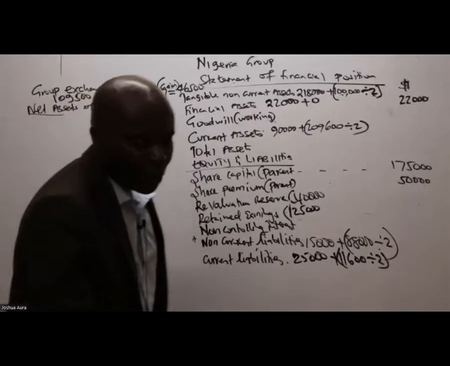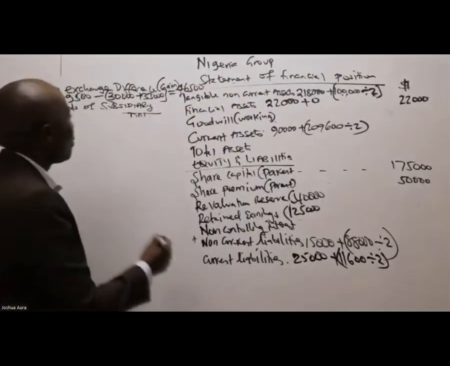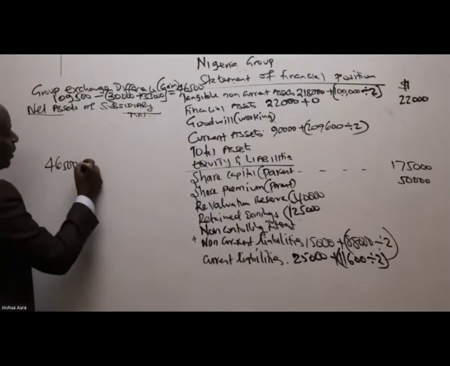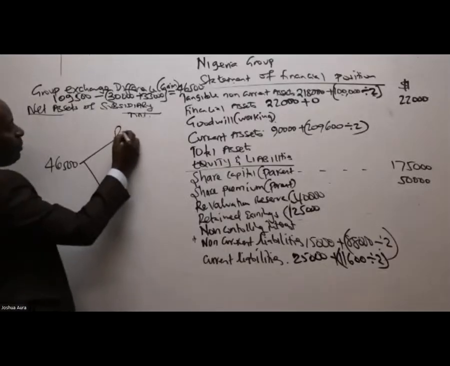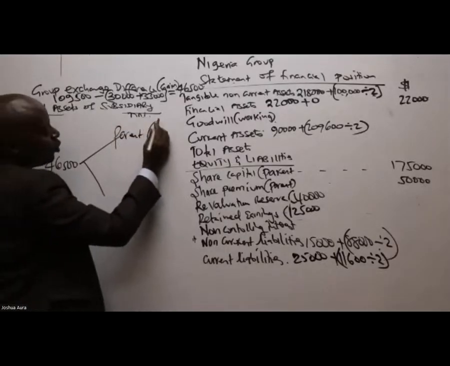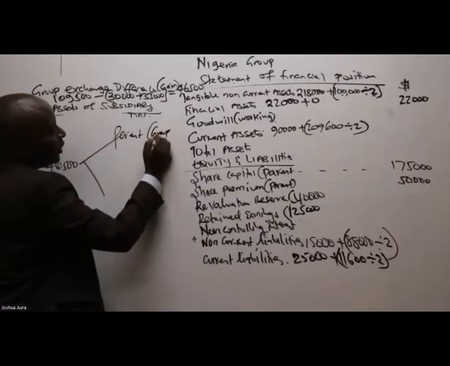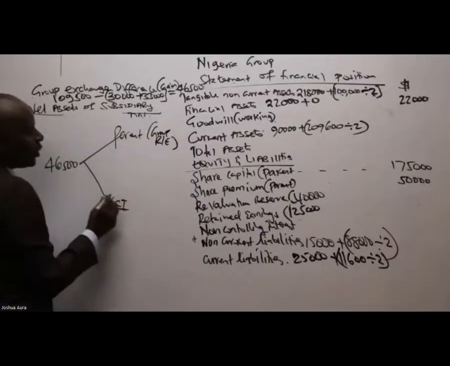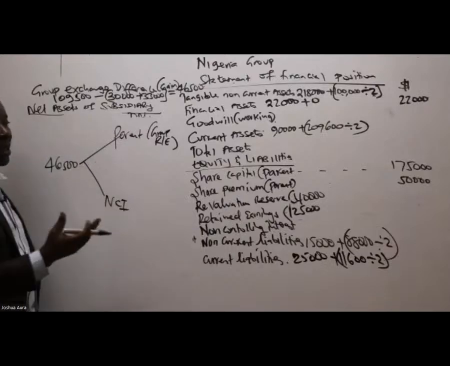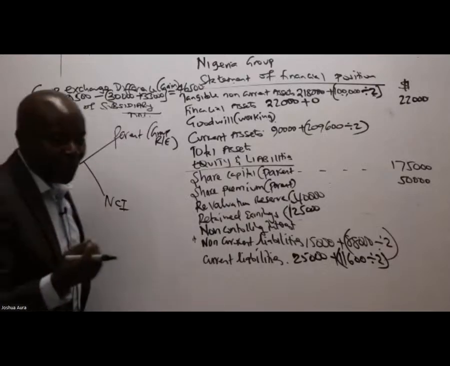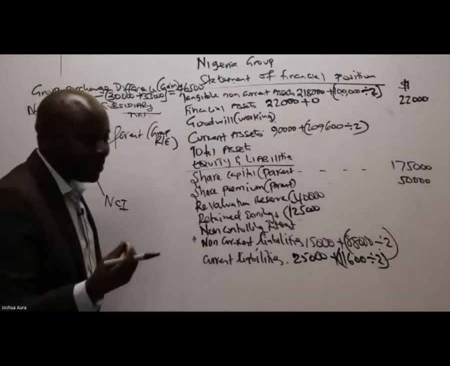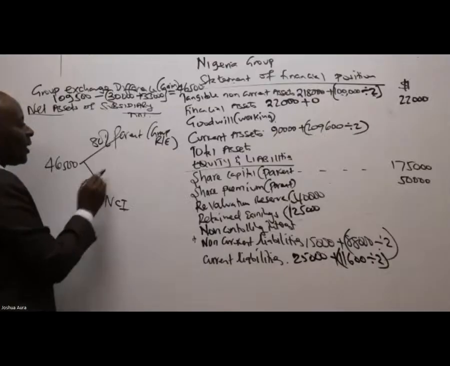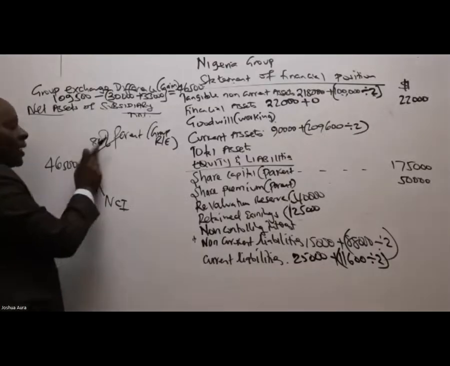So we are sharing this 46,500, my good students. It will be shared to the parent, of course, through the group retained earnings, and then we have NCI. Do you know the parent's percentage? It was 80%, isn't it? And NCI was 20%. I can see these students telling me 46,500 times 80%.